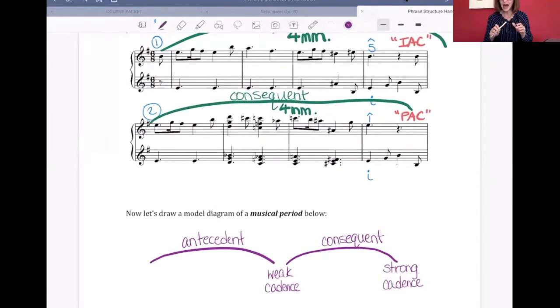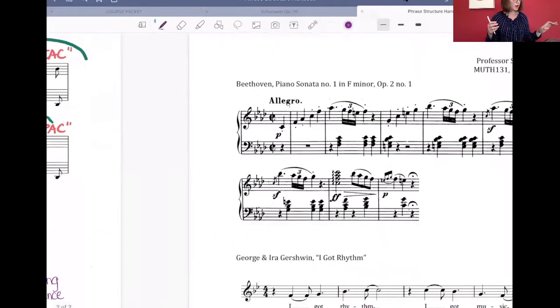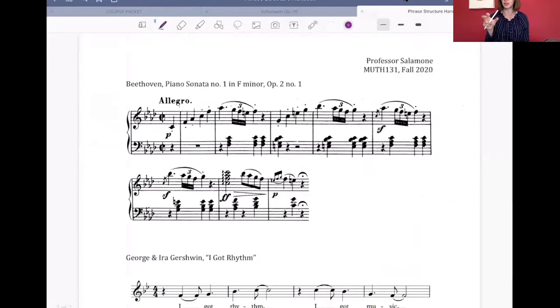Okay, now let's take a look at a different type of phrase that is mostly characterized by its lack of internal cadence. So it's more of a continuous phrase that doesn't get closure until the very end. This first excerpt you're actually familiar with. We used this for one of your harmonic analyses a few weeks ago, so hopefully you've got a little bit of familiarity with it. It's a really short excerpt. Let's go ahead and listen.